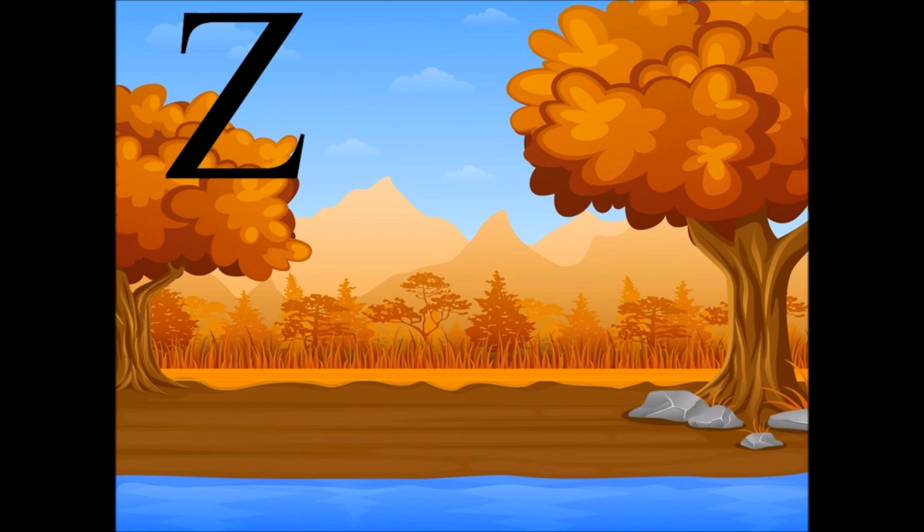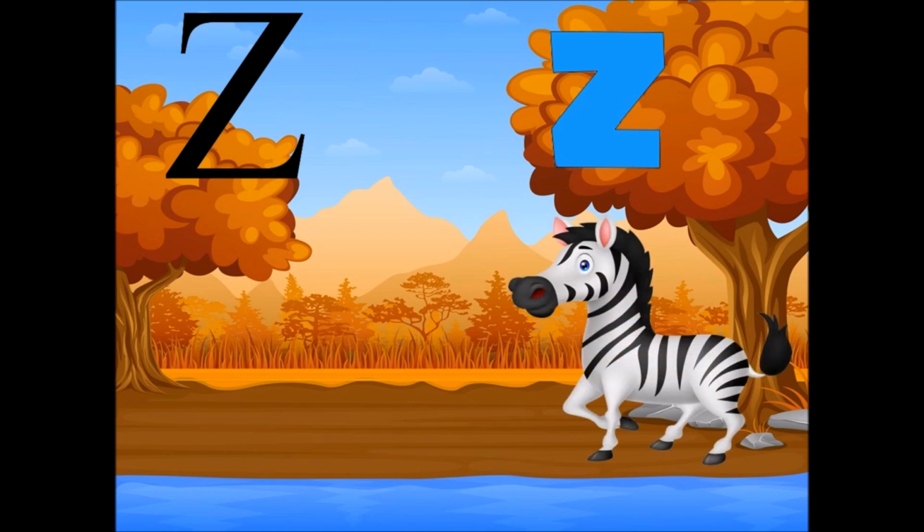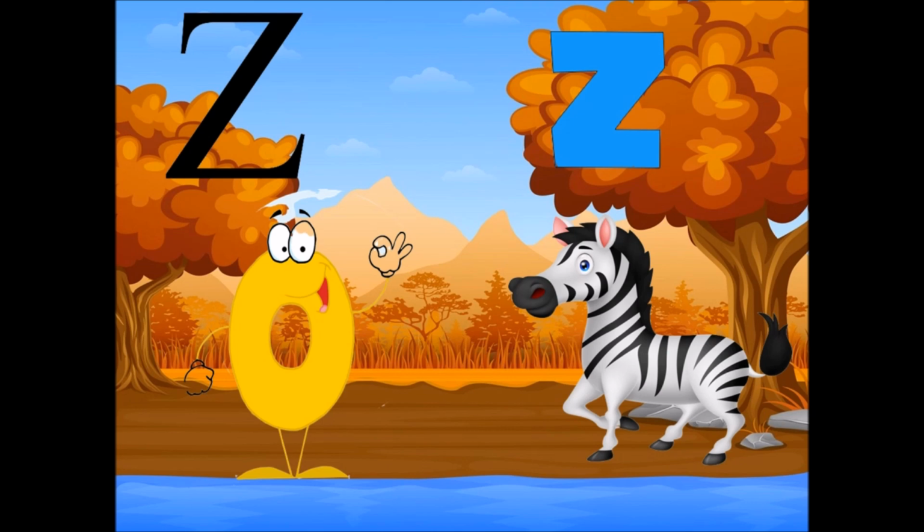This is the letter Z. This is capital letter Z. This is small letter Z. Z phonic sound is Z. Z for zebra. Z for zero.